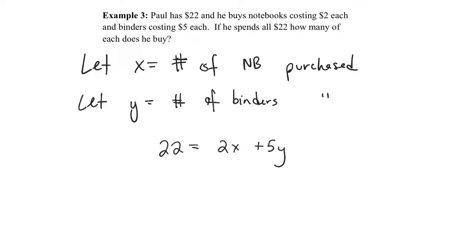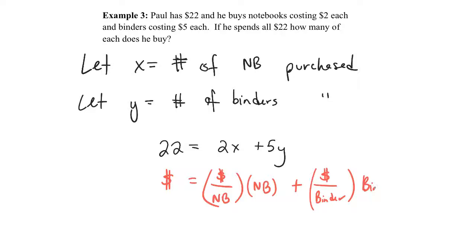So watch what I'm going to do, and this is something you can write as a side note. I'm not actually continuing the problem. I want to show you this. The units of 22 are dollars. The units of the number 2 are dollars per notebook. The units for X are number of notebooks. The units of 5 are dollars per binder. And the units for Y are binders. It's physically what I would say. Look at this. $22 equals $2 per notebook times X notebooks plus $5 per binder times Y binders.